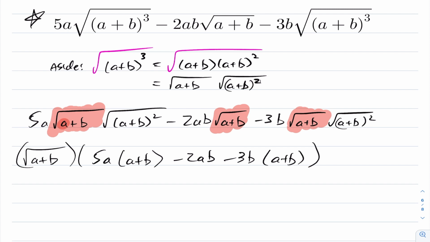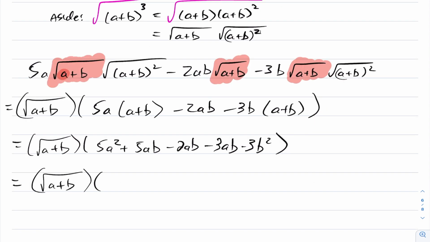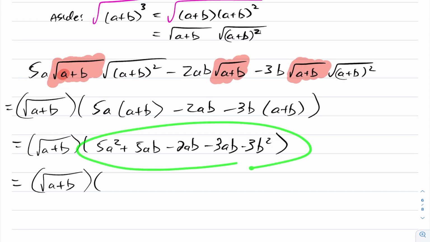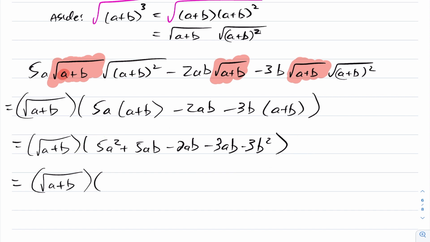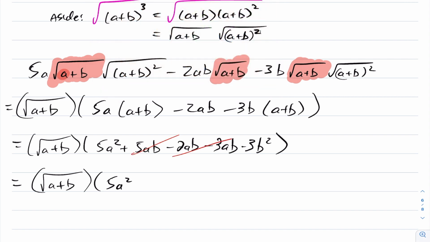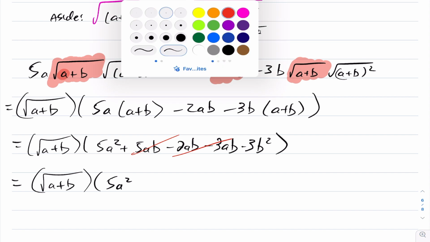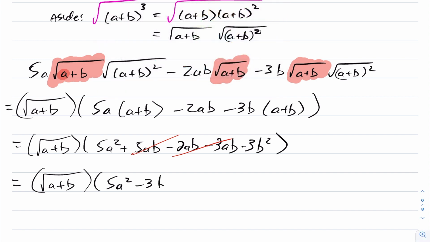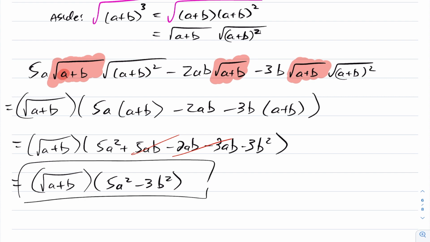Now I'm going to go ahead and distribute and simplify, giving us the following. And you can see here I went ahead and distributed. We end up getting this expression. In terms of simplifying, we can see this simplifies to become 5a squared. And the 5ab cancels off with a minus 2ab minus 3ab, leaving us with just a minus 3b squared. And now we have our fully simplified expression.